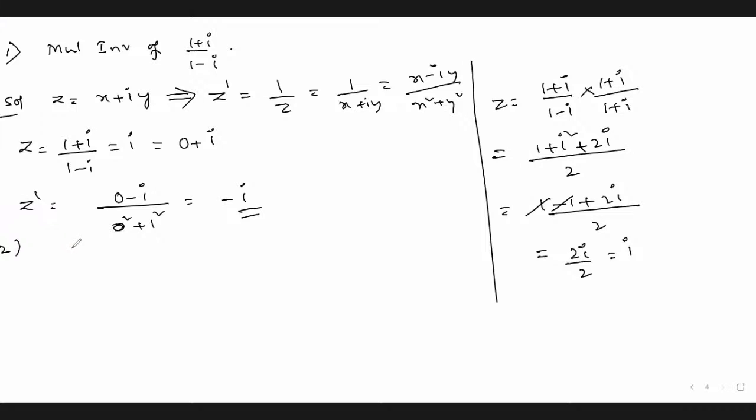And second problem. The value of (1 plus i by 1 minus i) whole power 4n. Already you got the simplification. That's why I have given you the same model problem.